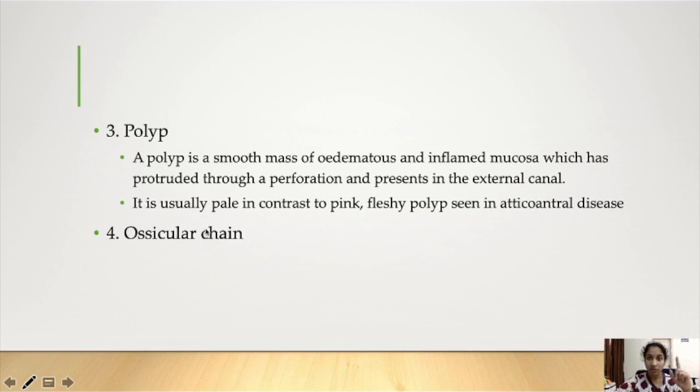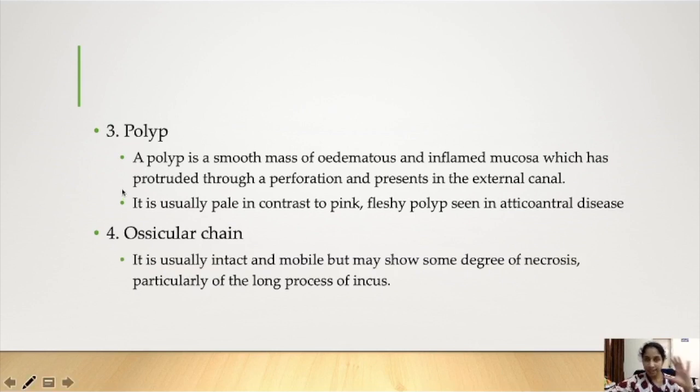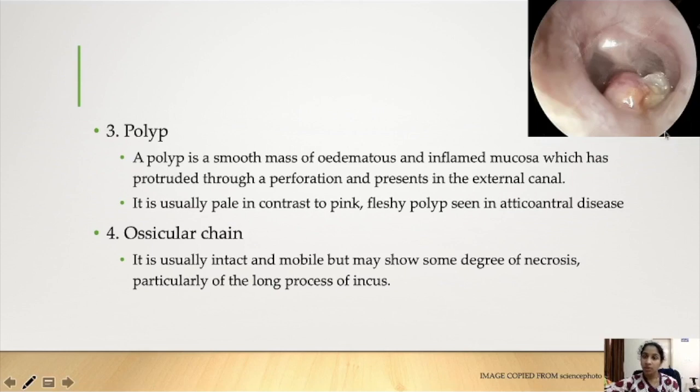Ossicular chain: malleus, incus, stapes, the bones inside the middle ear. It is usually intact and mobile, but may show some degree of necrosis, particularly of the long process of the incus. So normally it is intact, but it may show some degree of necrosis. So this is a polyp coming out from the middle ear and lying in the external ear canal. Like this, the polyp looks inside the ear.